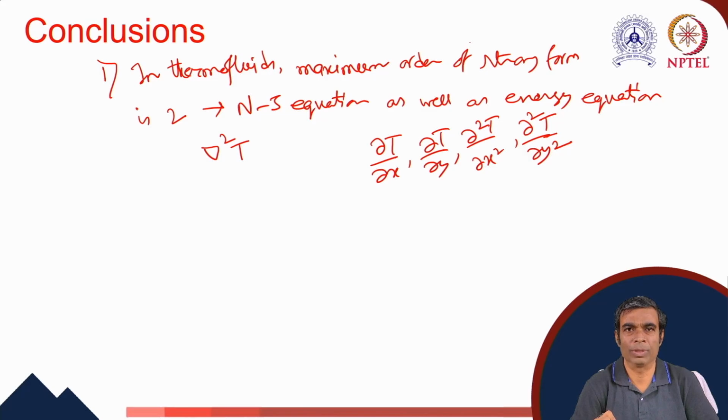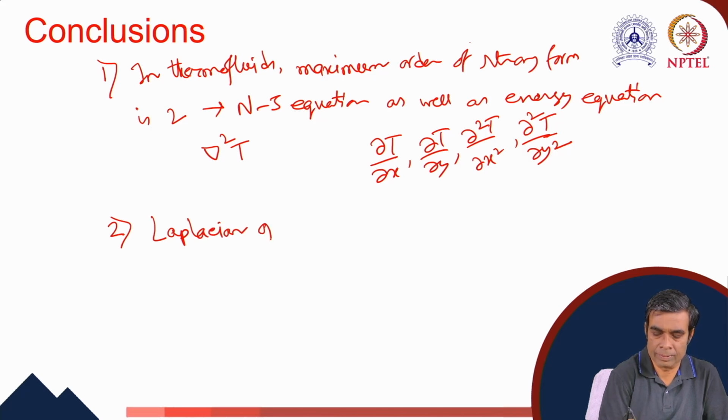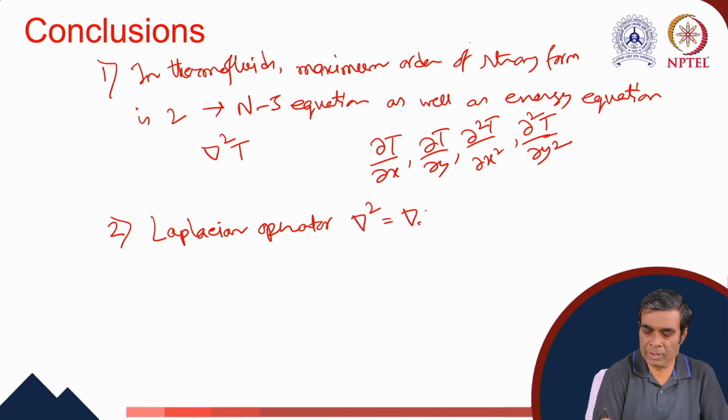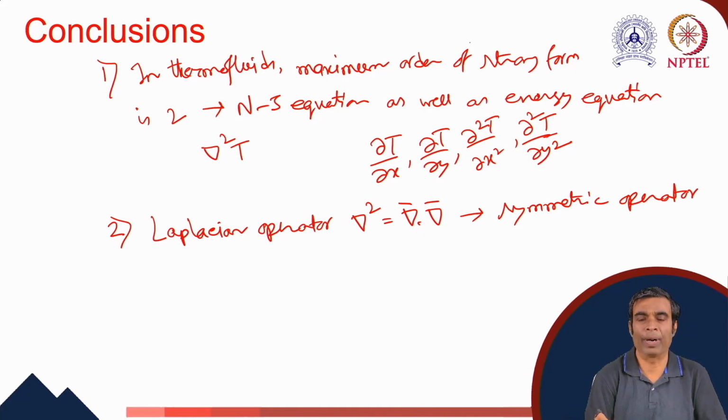We have introduced certain operators during the strong form derivations. So these operators are the Laplacian operator, I have just mentioned this. Del square operator, del dot del, is a symmetric operator. So this Laplacian operator gives us a symmetric matrix when we discretize a governing equation that has the Laplacian operator.